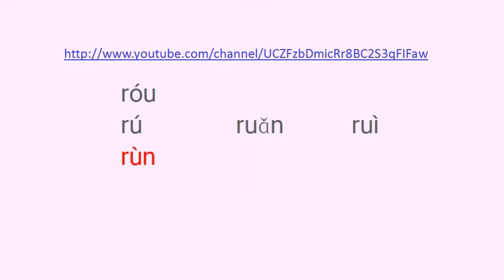Run has the combination of alphabets UN form, so Run is pronounced as Run. Ruo is pronounced as Ruo. Please compare the pronunciation of this Ruo with Rou before.